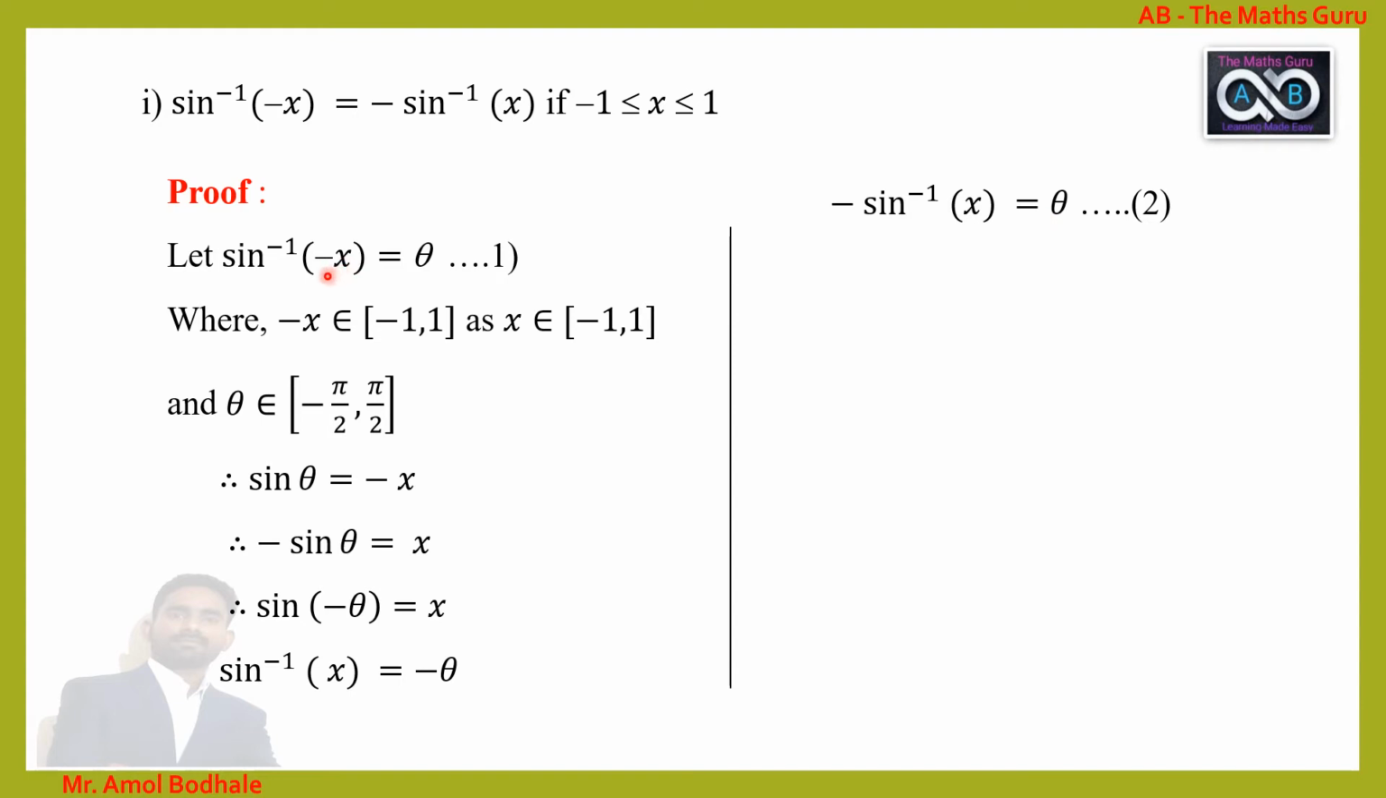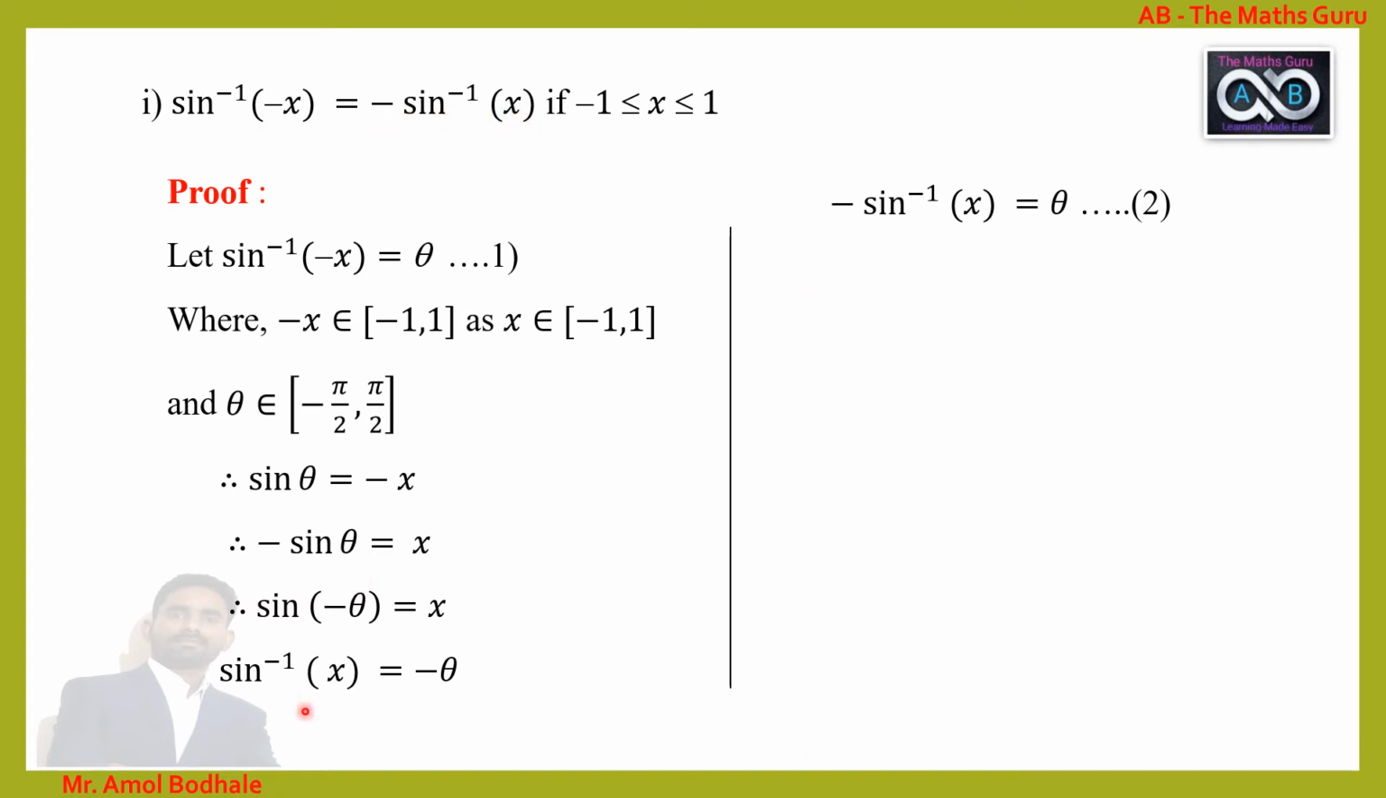So the first equation: sine inverse of minus x is theta, and the second one: minus sine inverse of x is also theta. So from 1 and 2, if we compare them, we get the proof of our required property, that is sine inverse of minus x equal to minus sine inverse of x.